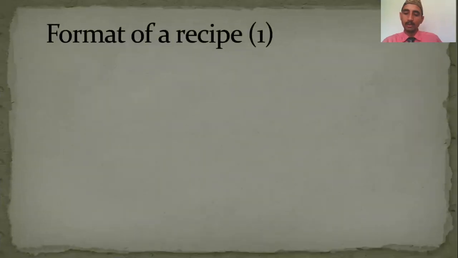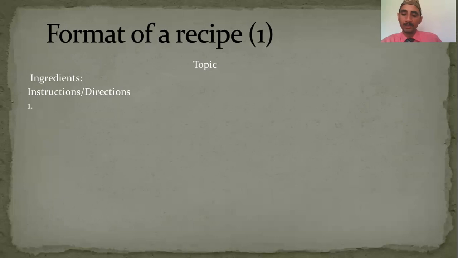So what do you see first? Let's see the format here. The first thing that you see in the recipe is the topic. Topic means the name of the recipe item, the cooking item. For example, if you make rice pudding, then rice pudding is the topic. So this one is the recipe. Rice pudding is the recipe.